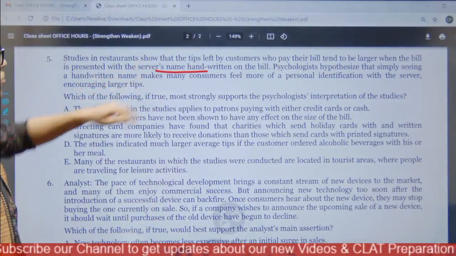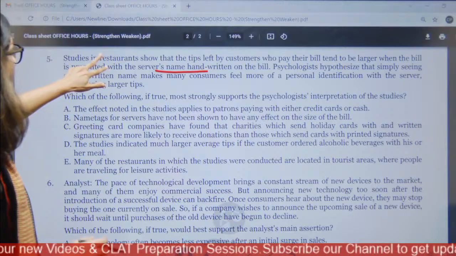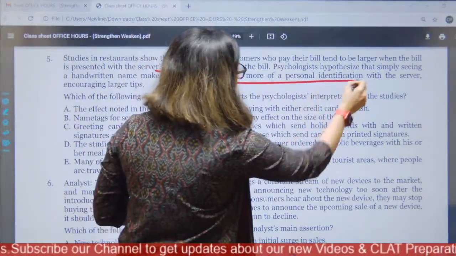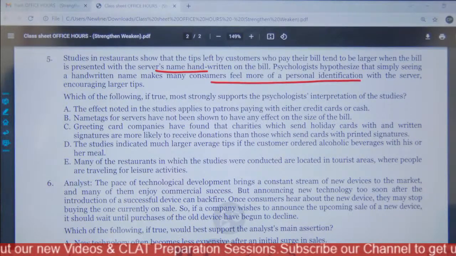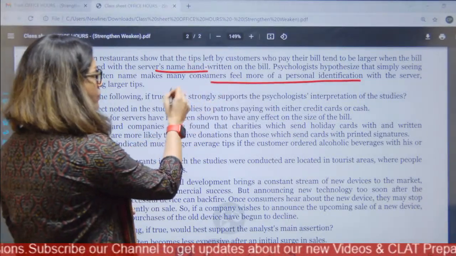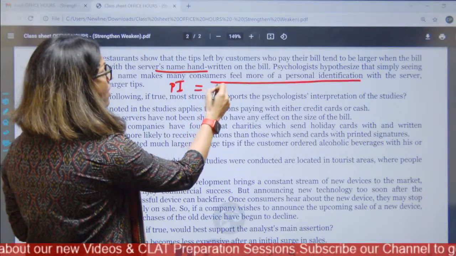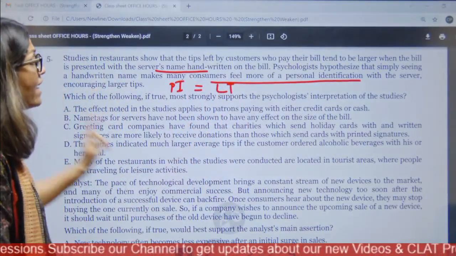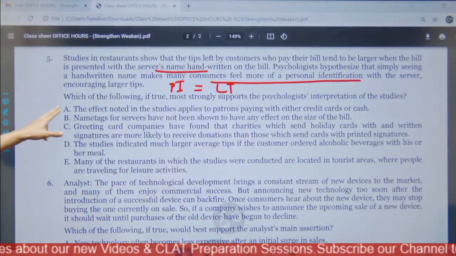Now this is a situation which has been given to us. This is the study, and the author feels this is because consumers feel a more personal identification with the server, encouraging larger tips. So we have to say yes, there is a connection between personal identification and larger tips. PI means personal identification and LT means larger tips. So we have to strengthen it, right?